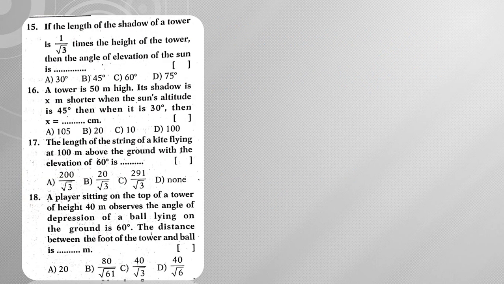Next, question number 15. If the length of the shadow of a tower is 1 by root 3 times the height of the tower, what has he given? Length of shadow is represented by d. So d is equal to 1 by root 3 times the height of the tower. Now from this, write down the value of h by d. So h by d is root 3 by 1.